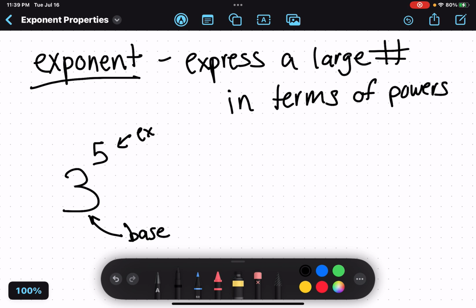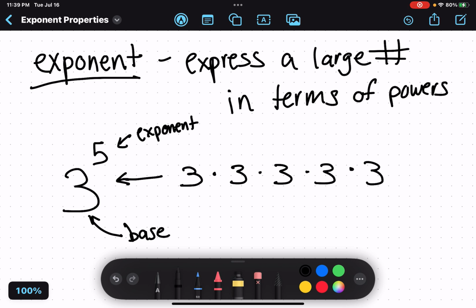5 is our exponent. This tells me that I'm going to multiply 3 by itself 5 times. So I'm going to do 3 times 3 times 3 times 3 times 3, meaning I multiply 3 by itself 5 times. 1, 2, 3, 4, 5.